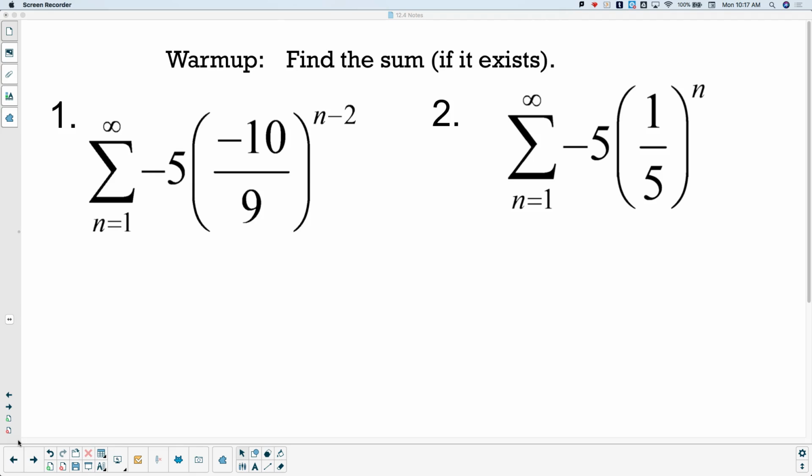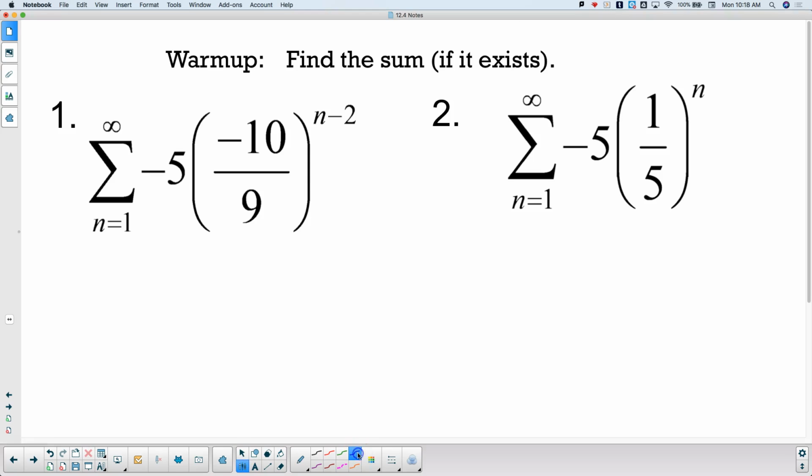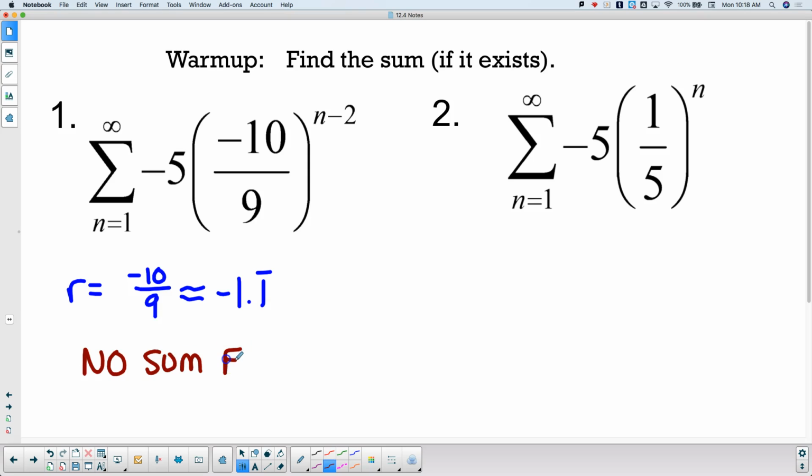First one. Can I get a sum? Why not? It's bigger than 1. It's negative 1. It's less than -1, really. Yep. Okay, because we're on that negative side. So my R value here is -10/9, which is approximately -1.1 repeating. Okay, and so that's a no-go because that's outside our range. So that is a no sum exists, or sum does not exist type of problem.